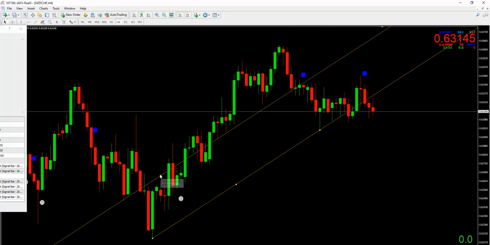Otherwise, if it goes down on the 4-hour time frame, I'll wait for it to come back down and retest this zone. And it's only when it continues like that that I'll be looking to buy. So either way, you have a trade plan. You have an idea of how to trade this, either to the downside or to the upside.